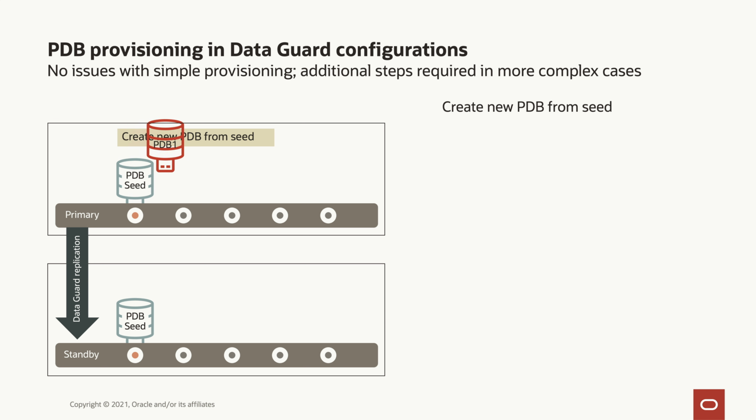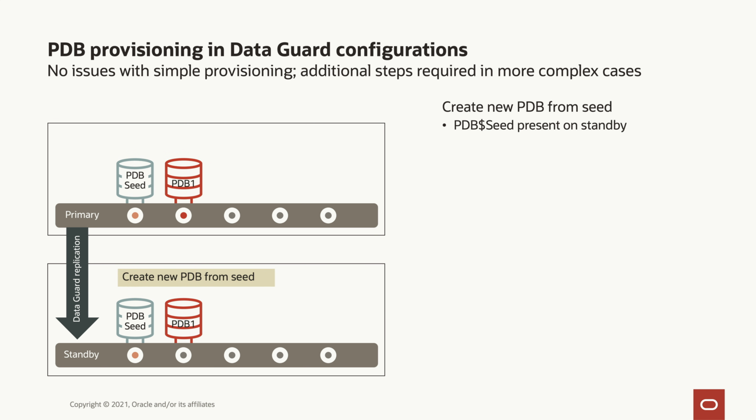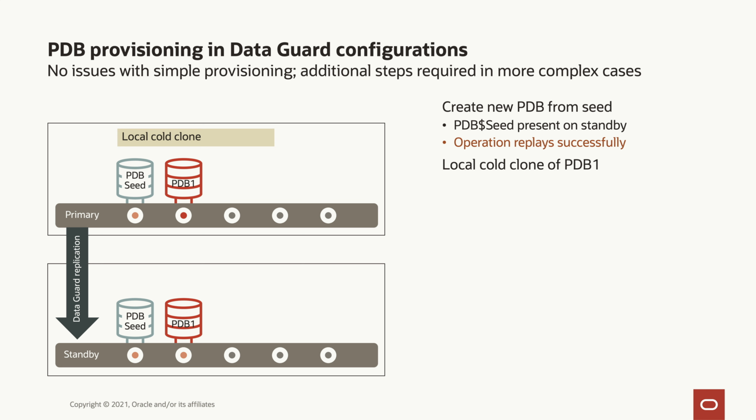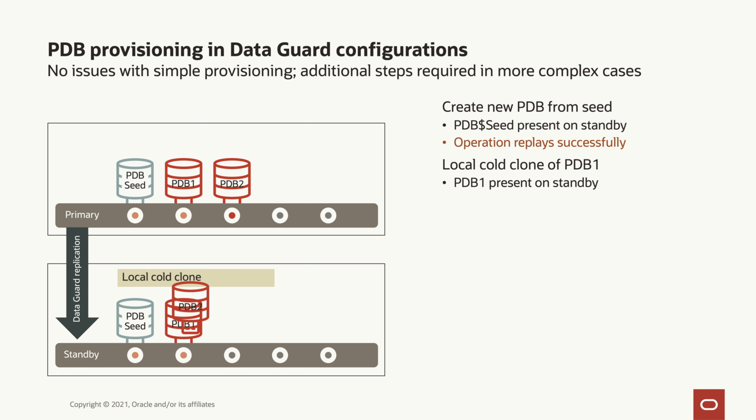When we create a new PDB from seed, the create PDB operation replays successfully on the standby. This is possible because PDB seed, including its data files, is already present on the standby. The new PDB is created successfully on both the primary and the standby. Similarly, a local cold clone, that is, a clone of a PDB already present in the primary and open read-only, will succeed and replay successfully on the standby because it is already present in the standby, including all the data files necessary to process the operation.